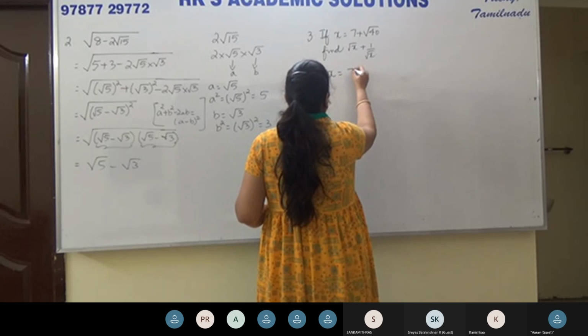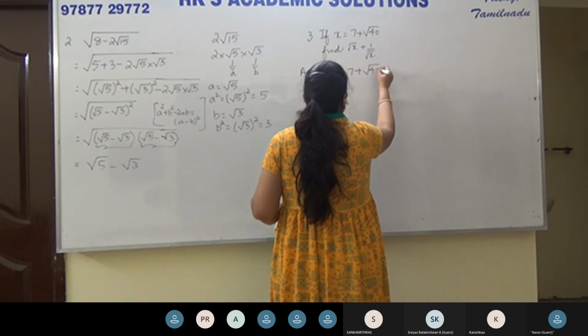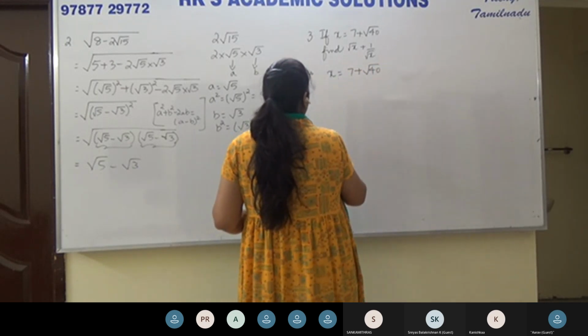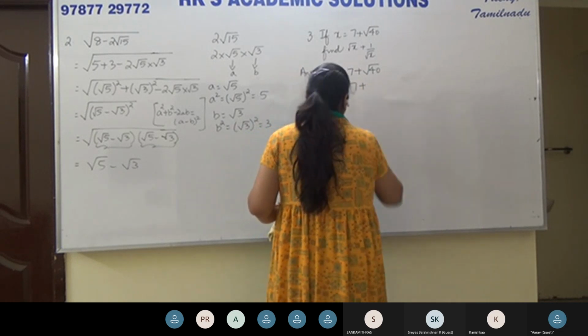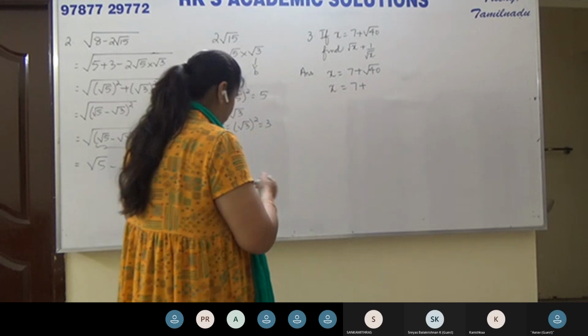So we are given x here. x is 7 plus root 40. Let's find root x, children. But before that, let's write root 40 as a mixed surd.